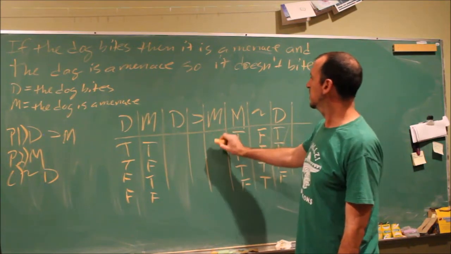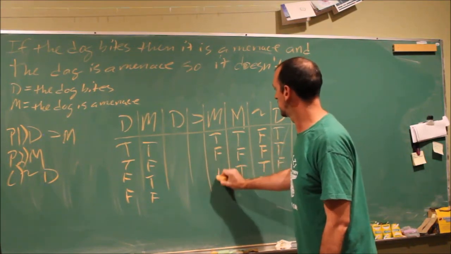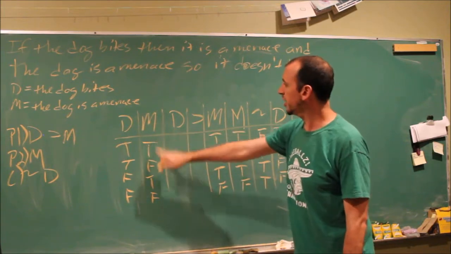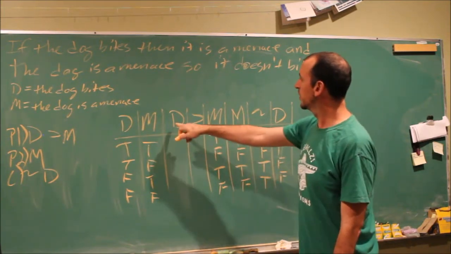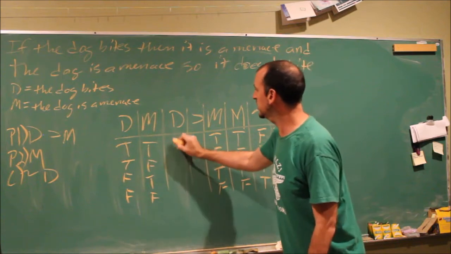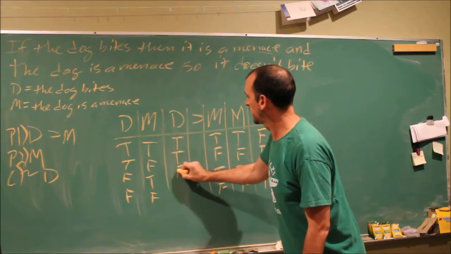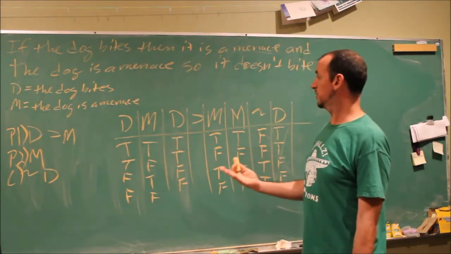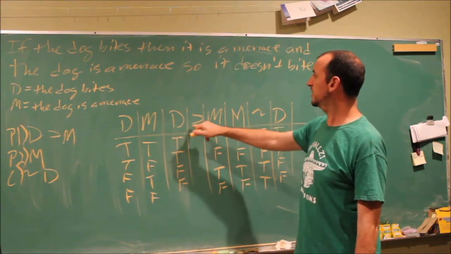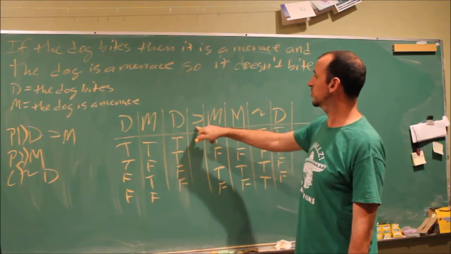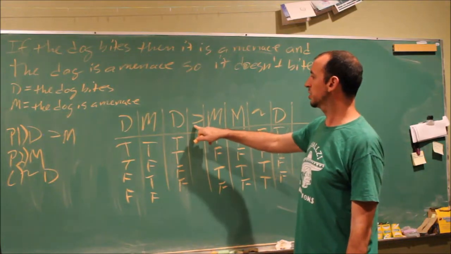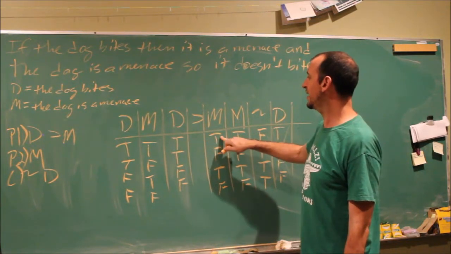We have M here. I'm just recreating that M row everywhere I see an M. We have D, so I'm going to recreate D. And then the one where you have to do a little bit of work, if D, then M. Right? So that's our horseshoe relationship. So what we're going to compare is the D column and the M column.